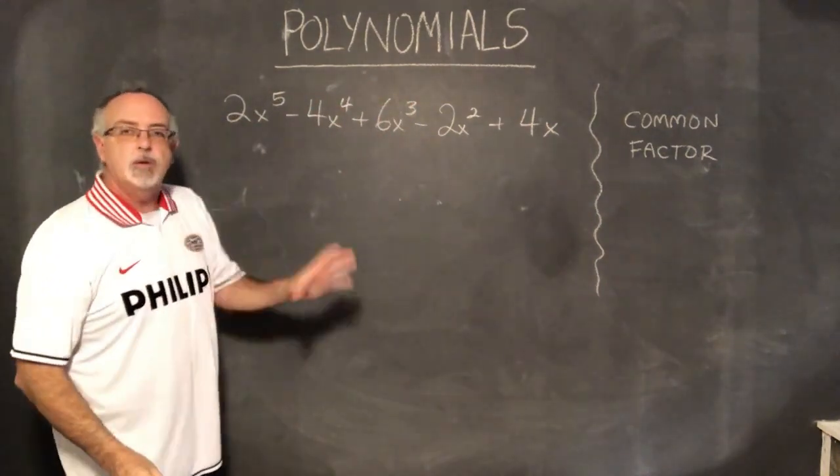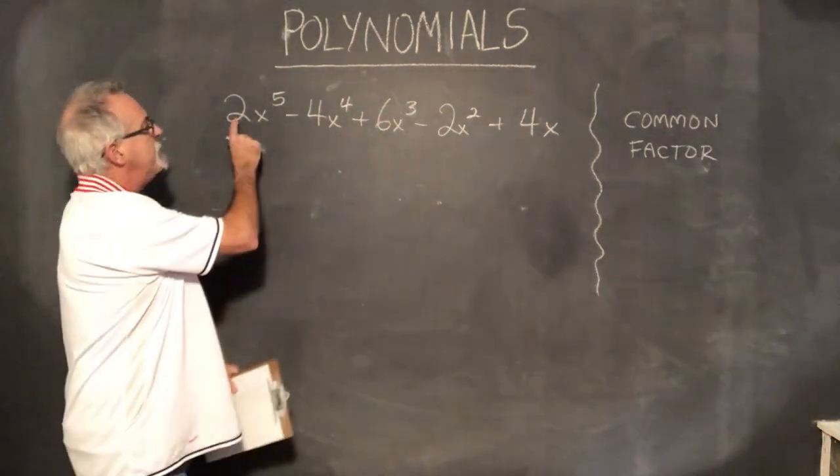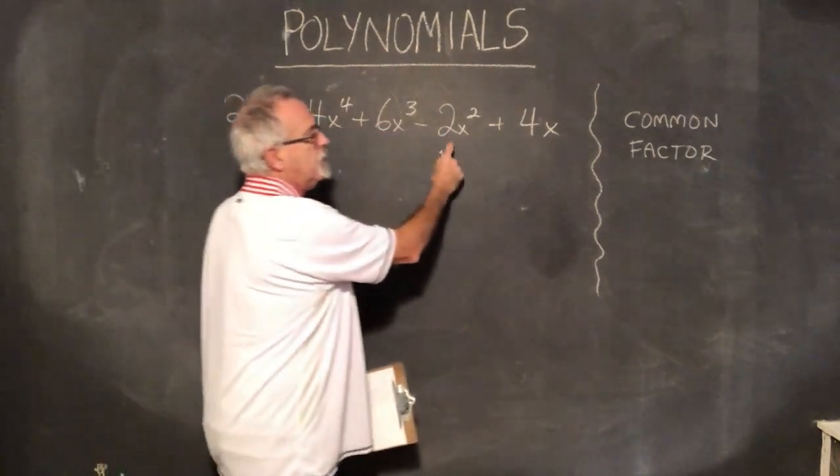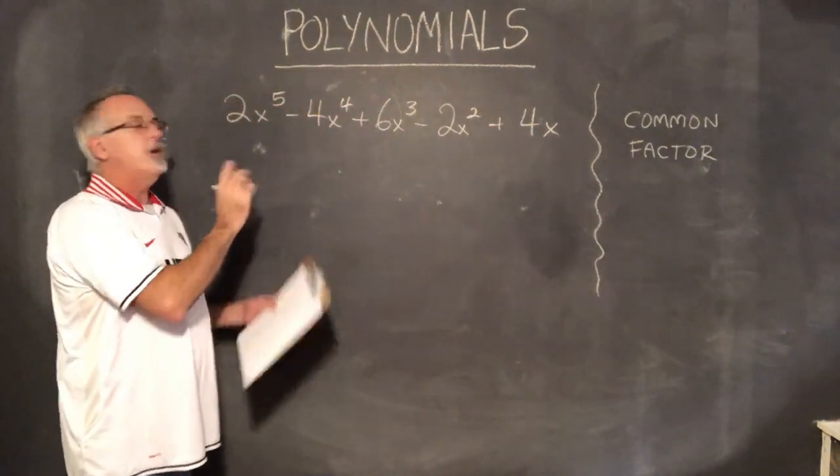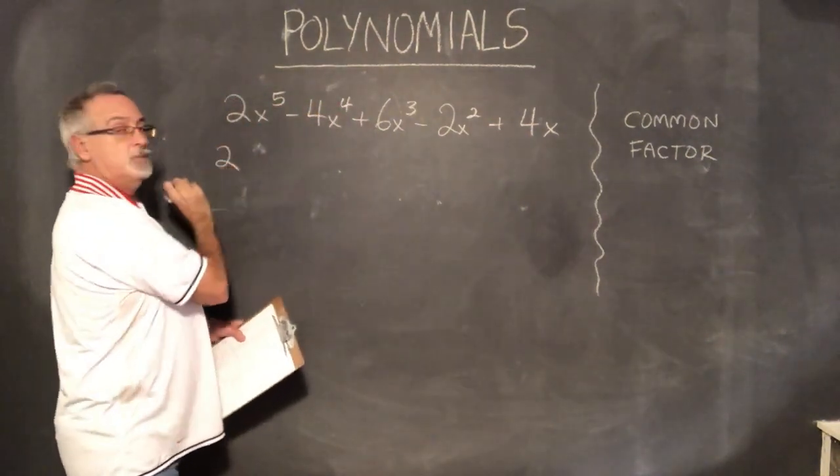Now, I need to look for the greatest common factor, and I have variables and I have numbers, so I do it in pieces. I look at the numbers first. There's a 2, there's a 4, there's a 6, there's a 2, there's a 4. All of them are even numbers. All of them have 2 as a factor. I'm going to be able to take out a 2.